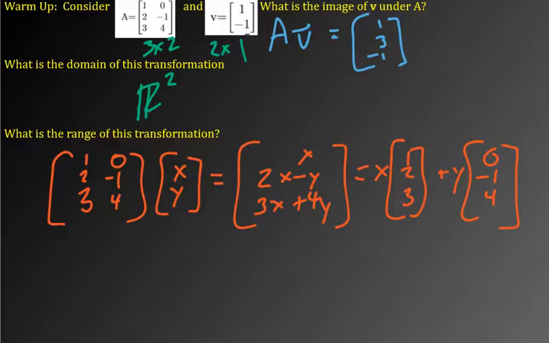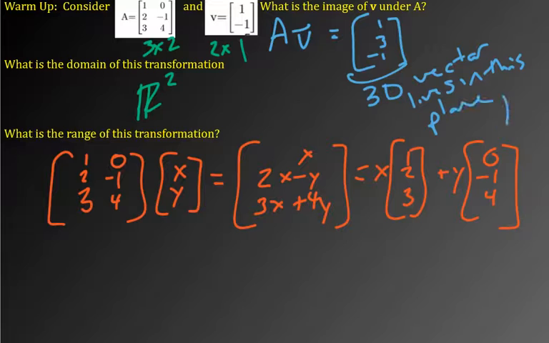So another thing you should kind of notice is that this is a 3D vector which lives in this plane down here, okay? But the range in general is just this plane. That's what the output would be.